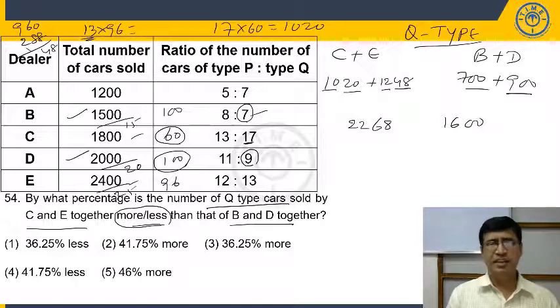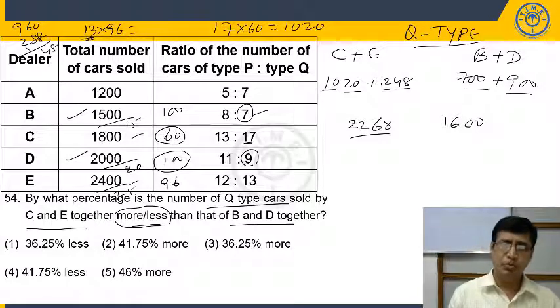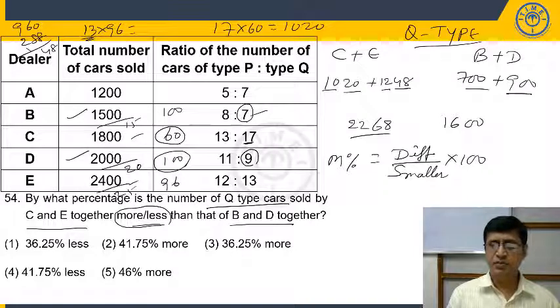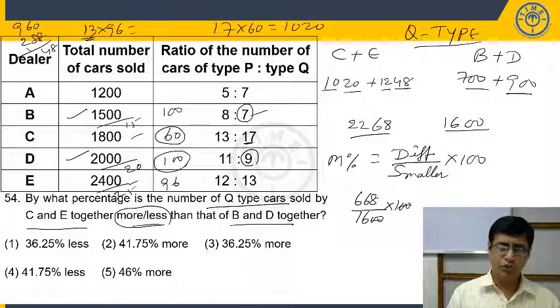Now the value of C plus E is more than that of B plus D. So more percentage. Percentage more means difference by the smaller value. So what is the smaller value here? 1600 into 100. So how much is the difference? The difference, if you observe, is 400 less than 2000. It is 668 more. So 668 by 1600 into 100. Of course, zeros to zero, so we can cancel.